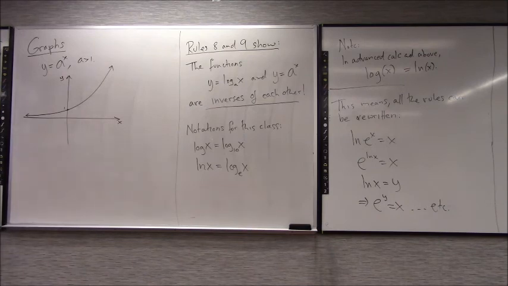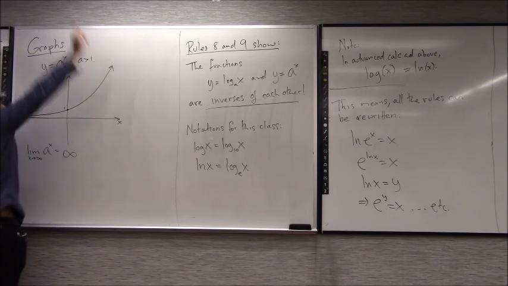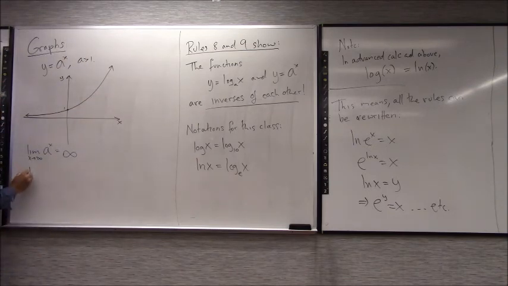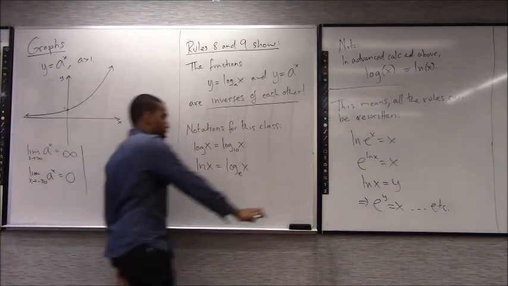From that picture, we can say several things about this. For example, what is the limit as x approaches infinity of a to the x? It's infinity. As you're moving to the right, the graph keeps going up without bound. What is the limit as x approaches negative infinity of a to the x? 0. So we can say things like that.